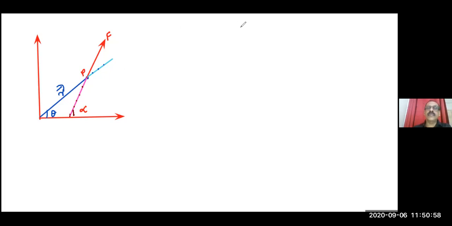Then this one, we are extending the line of action of force. And perpendicular distance we are considering now. This is a perpendicular distance. That is N. This is O. This is M.